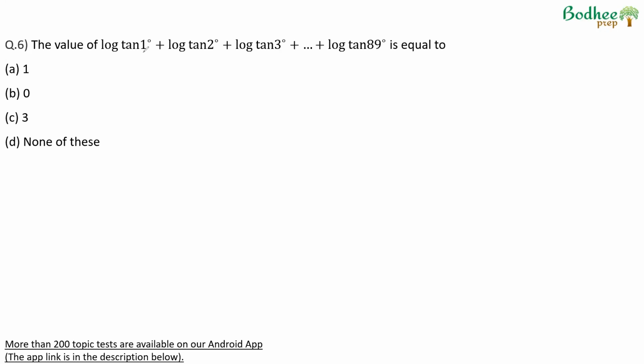Find the value of log of tan 1 degree plus log of tan 2 degree and so on till log of tan 89 degree. Now log of A plus log of B plus log of C is nothing but log of A into B into C, and so on.